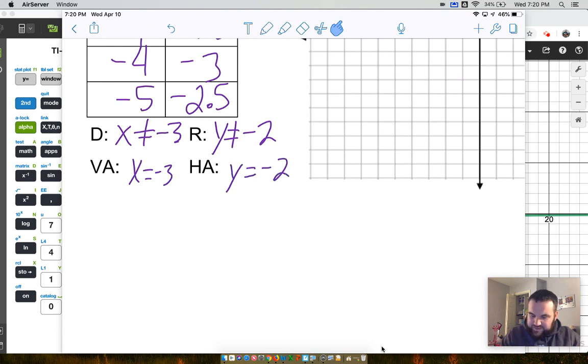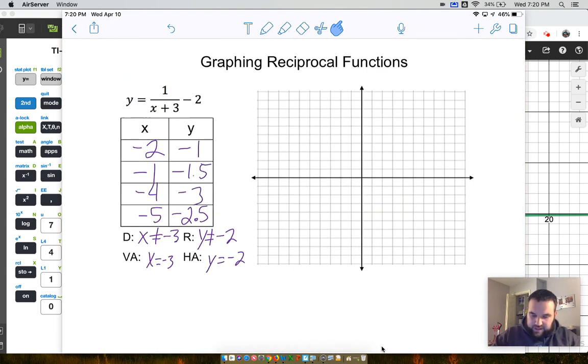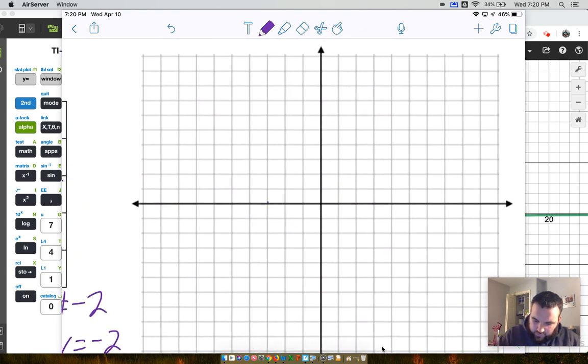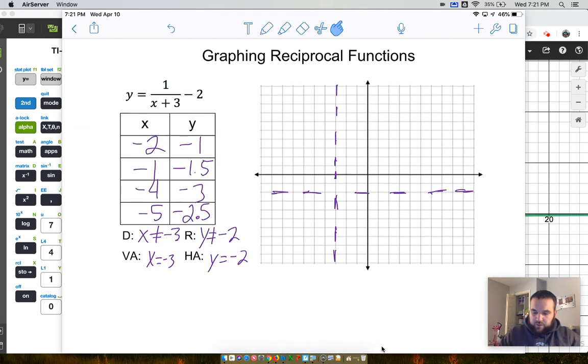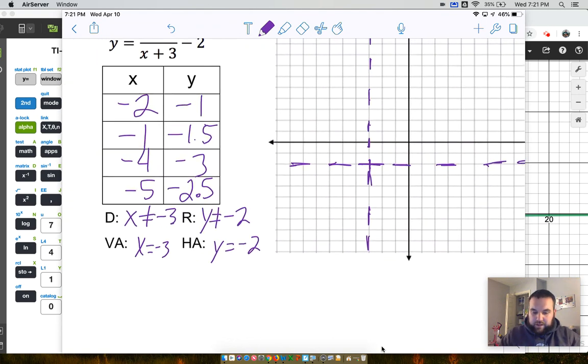So to sketch this, I'm going to first put my asymptotes in. So I'm going to put a vertical asymptote at -3 on the x-axis. So I'm going to go to -3 on the x-axis and go straight up and down. And then I'm going to go to -2 on the y-axis and go side to side. So those are my two asymptotes. You'll note that they meet right there in the middle. And now I'm going to graph my points.